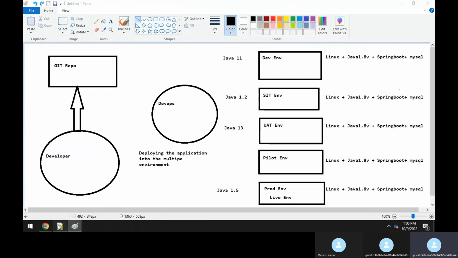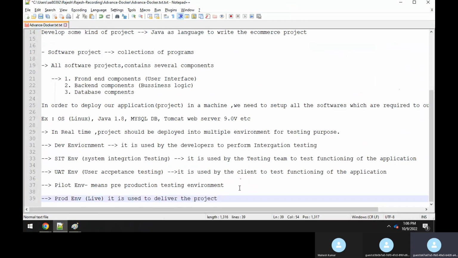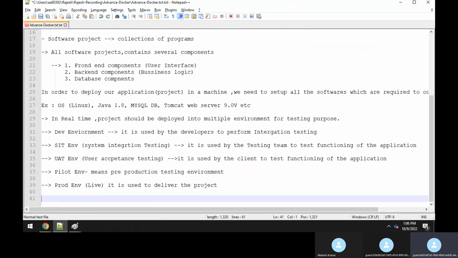So our journey now is that we'll be learning what exactly Docker means. What exactly Docker means. Just a second, guys, let me have some water.